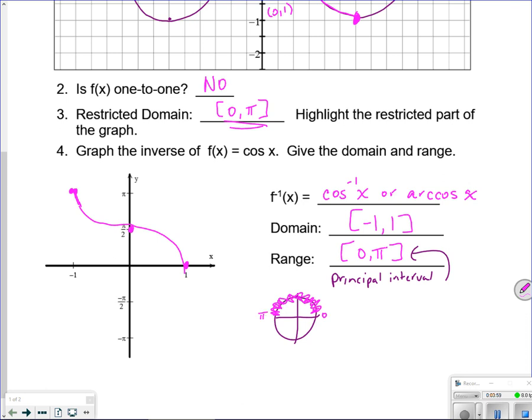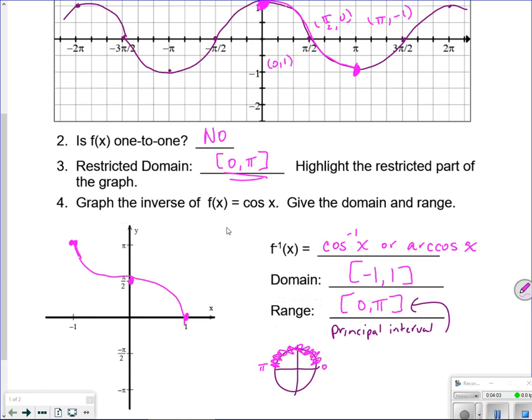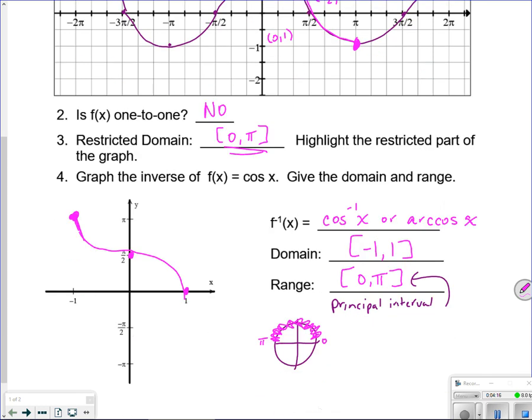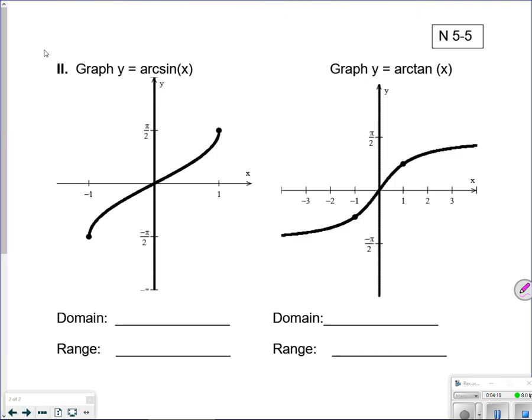Now here's the deal. I could do the exact same thing for sine and tangent, by drawing the original, restricting the domain, etc. I'm not going to go through that because I think you get the idea. Again, you don't have the choice. Mathematics has already made the choice for you. So if you look on the next page, I just graphed arc sine, and remember, that could be written this way as well, and arc tangent, which could be written like this.